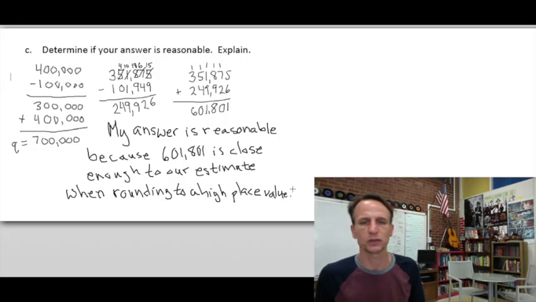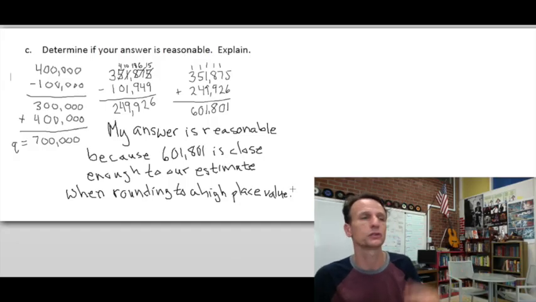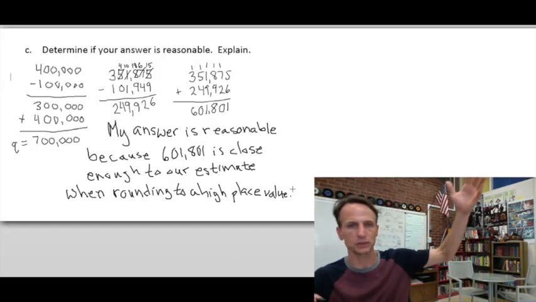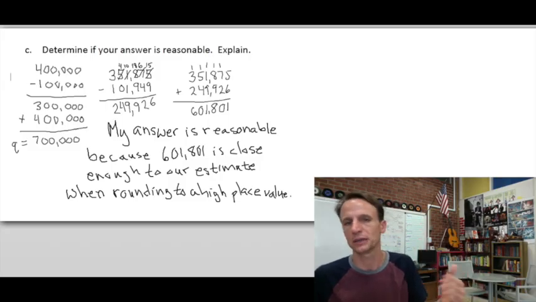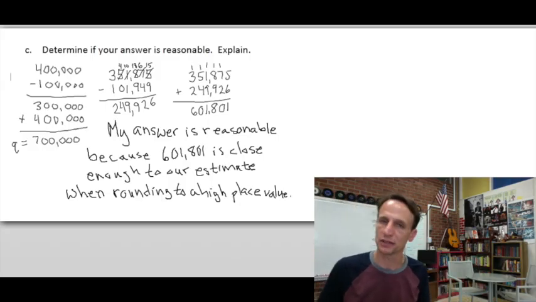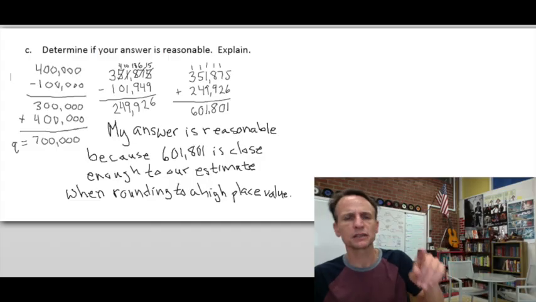The lower the place value you're rounding to, the less opportunity there is to be a big difference between the numbers. And of course, the larger the place value, if you get into millions and hundreds of millions, billions, you have more potential for a big difference between the numbers. So this is a reasonable answer. Yes, there's almost 100,000 difference between the estimate and the actual, but that makes sense because we're rounding to a high place value. All right, let's go take a look at 3.